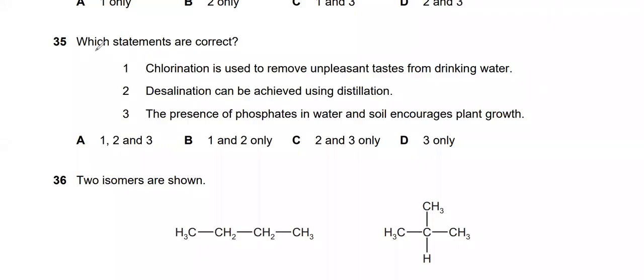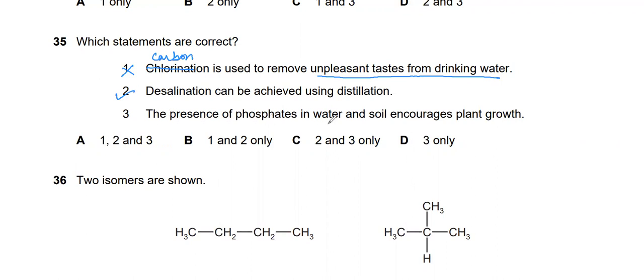Moving to question number 35, which statements are correct? Chlorination is used to remove the unpleasant taste from drinking water. It's not the chlorine, it's the carbon. The carbon is used to remove the unpleasant taste from drinking water. So this is incorrect. Desalination can be achieved using distillation. Yes, it is possible.